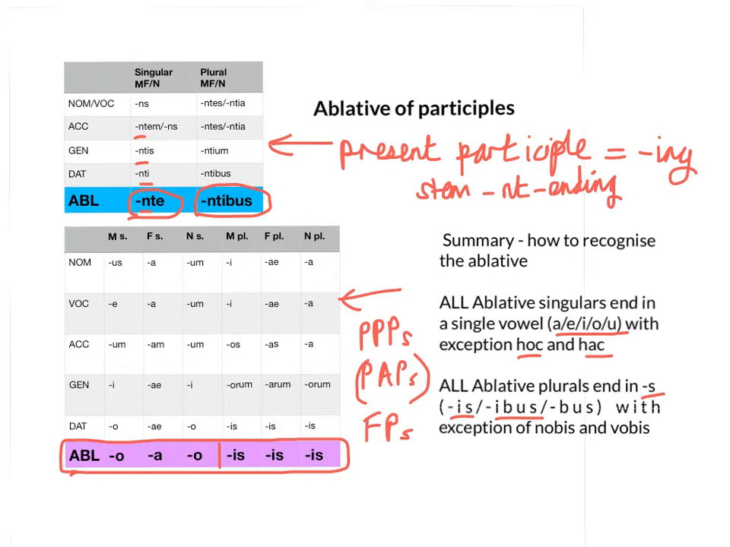Is and ibus are the most common, with bus featuring as well. And there are two exceptions to the ibus or bus rule, which are nobis and vobis, the ablative of the word for us and the ablative of the word for you, plural. And I suppose they do end in s, but I thought I would throw those in as an extra.